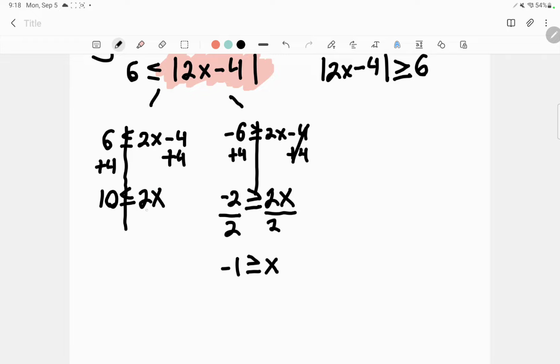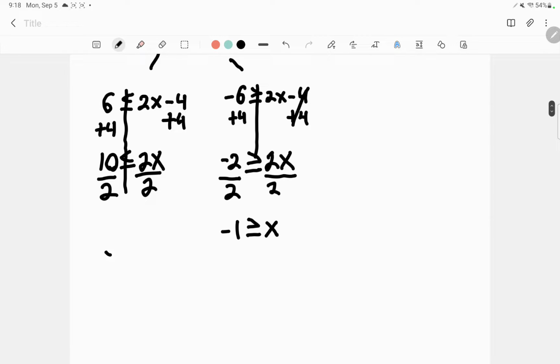And I have the 2x. Again, I'm going to have to divide by 2. And finally, I have 5 is less than or equal to x.